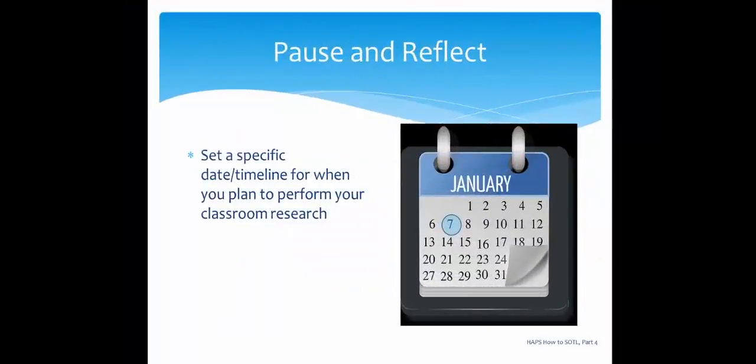So pause and reflect right now. When do you think you'd like to begin your study? When do you want to look at those specific research questions? Circle a date on your timeline, and that way you can count backwards to determine when you need to submit your IRB approval, when you need to develop your methods of assessment, and then you've got something on the calendar so you can begin your study with a specific date in mind.